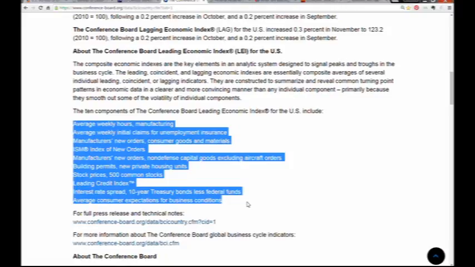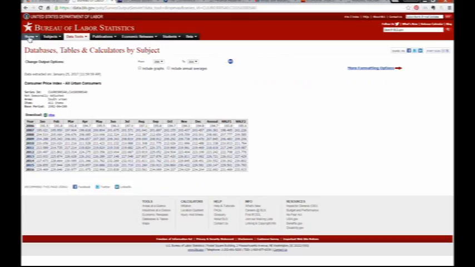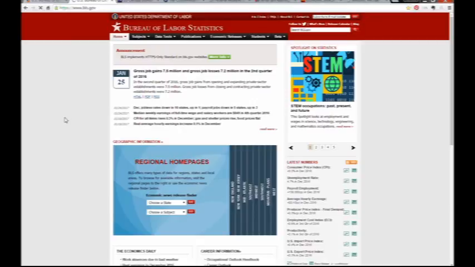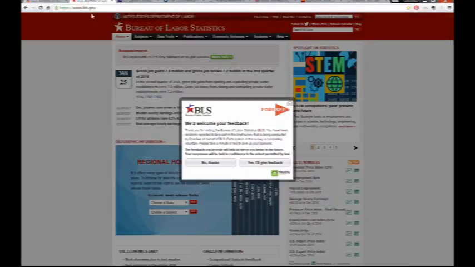Then you have stock prices, 500 common stocks. I don't know which ones those are. Leading credit index, looking at the overall financial markets and the banking markets, I guess is better to put it. The interest rate spread, again, deals with 10-year treasuries, looking at how those rates spread, and I think there are factors with respect to that measure. And then average consumer expectations for business conditions, which I think ties into consumer confidence, which, if I remember correctly, goes back to the Bureau of Labor Statistics. I'm trying to remember who calculates consumer confidence.